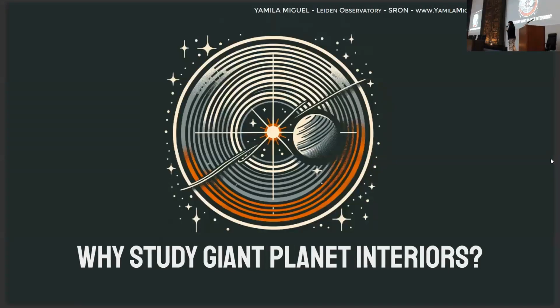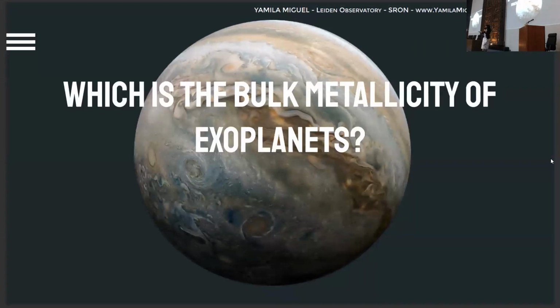But first, why do we care about interiors, and especially of exoplanets that are so far away and we don't have such good data, for example, as with solar system giants? The thing is that giant planets are the first planets that are born in a planetary system. And for that reason, they have key information in their interiors and their atmospheres to understand those first processes, as we just heard, for example, in the previous talk. Now, particularly, what I would like to know is what are the bulk metallicities of these planets, because these help us to understand more about the formation process of giant planets that we know so little.